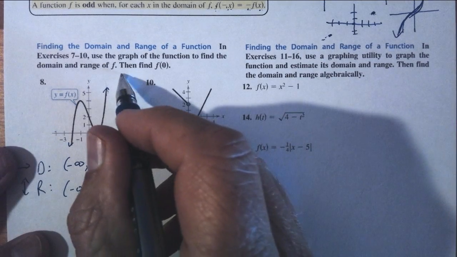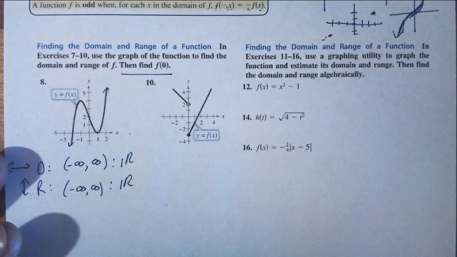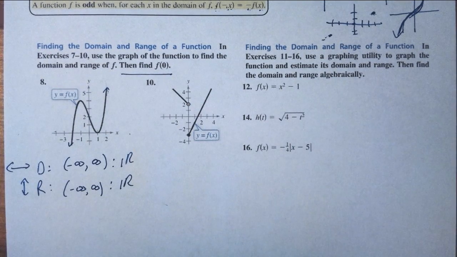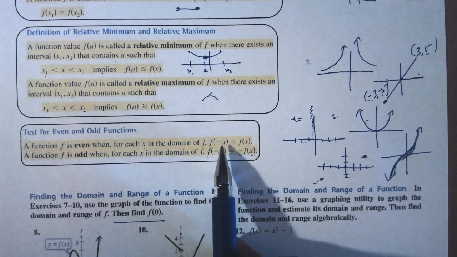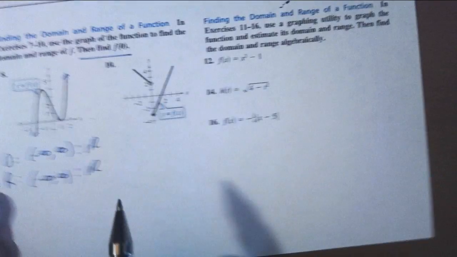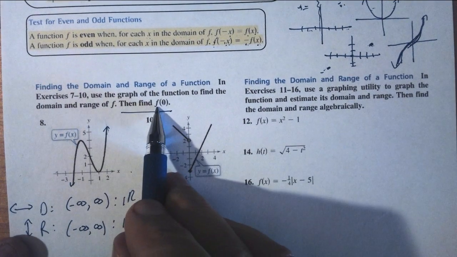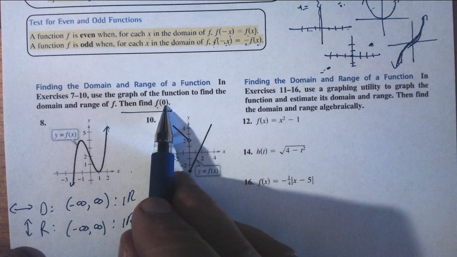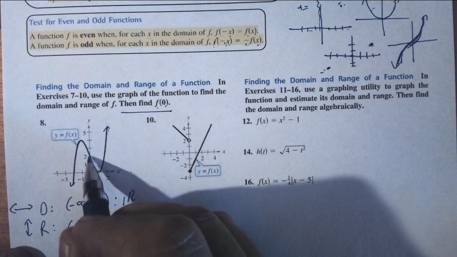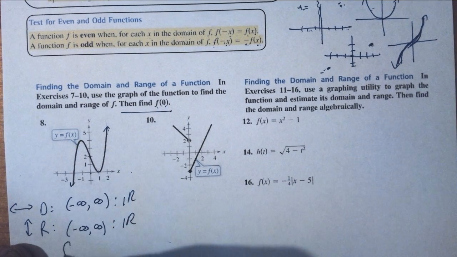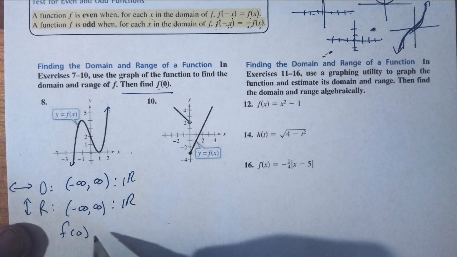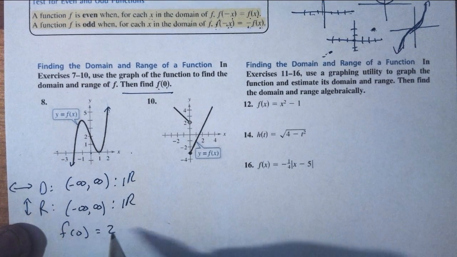Then they want us to find f of 0. Well, f of 0, how should we really read that? For me, maybe f of 0 makes perfect sense, but once I go back to the height to the left, height to the right, this is asking what is the height of the graph at 0. Oh, the height at 0 appears to be 2. f of 0, the height at 0 appears to be 2.